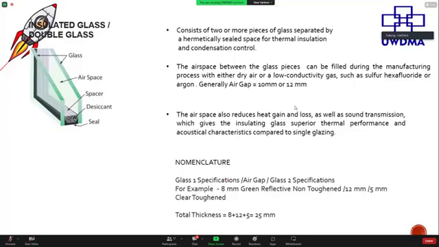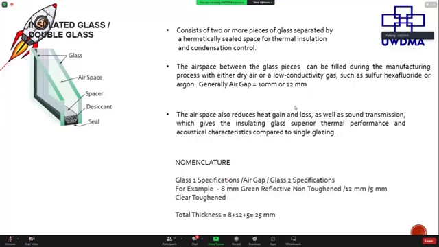So this airspace can be filled with either dry air or low conductivity gases. Low conductivity gases are those whose molecules and atoms move at a very slow pace. Normally sulfur hexafluoride or argon gas is used for soundproofing glasses. Generally, the gap in windows and doors is 10 mm or 12 mm.